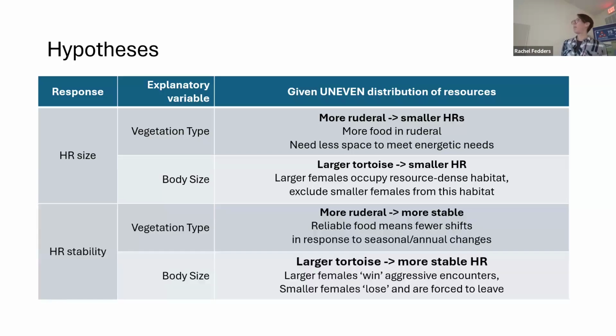Our second set of hypotheses dealt with the stability of home ranges, so how much these tortoises are moving around over time. We expected that home ranges containing more ruderal habitat would be more stable due to the reliability of the food resource, necessitating fewer spatial shifts in response to seasonal or annual changes, for example, a shortage of grass due to a drought or something like that. Finally, we expected that larger tortoises would have more stable home ranges, again, due to the aggressive female-female interactions, allowing larger tortoises to win and keep their spot, and smaller tortoises being kicked out.